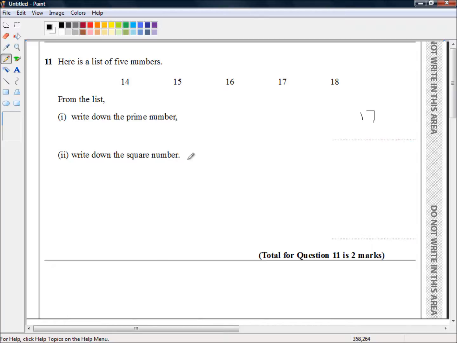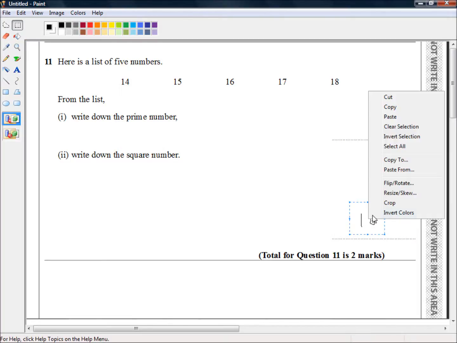Write down the square number. Again, if you memorize your square numbers, it's just 16. You move on. You saved yourself a lot of time because it doesn't take very long to do that, and you just saved yourself time. And in an exam, time means marks. So that's very advantageous to have memorized your prime number and square numbers before you go into an exam.